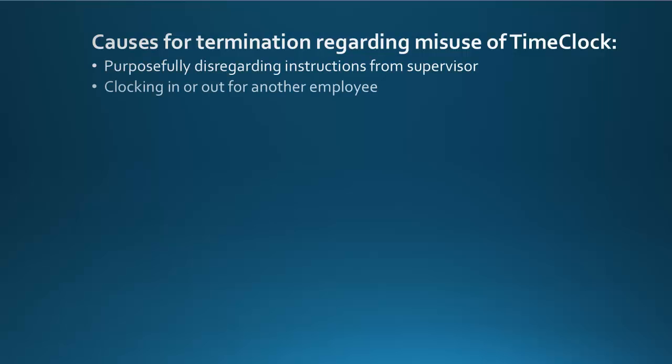Purposely disregarding instructions, attempting to clock in or out for someone else, or having someone clock in or out for you is a very serious offense. You may be terminated and no longer able to work as a student employee, and you may also be prosecuted for a values violation. So follow all instructions and complete your time yourself.